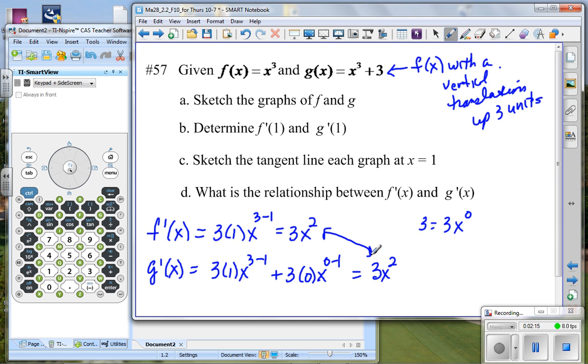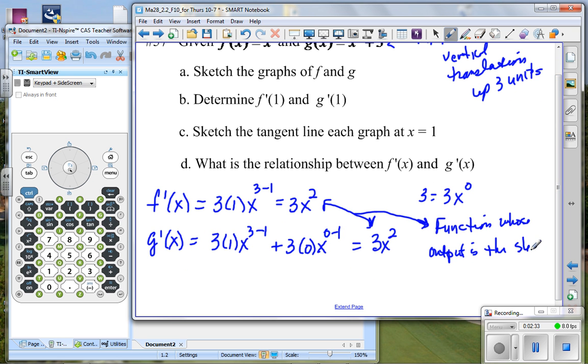What do these represent? These are functions whose output is the slope of a line tangent to a curve at a point.